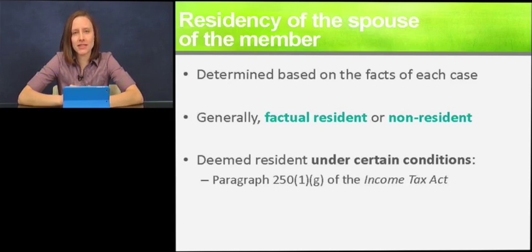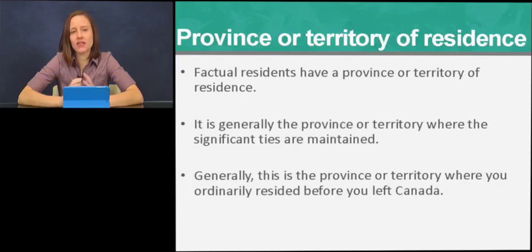A factual resident of Canada is also a resident of a province or territory of Canada. Generally, it is a province or territory where you resided prior to your departure and where your residential ties are closest. Setting up a post office box in another province or territory prior to your departure does not in itself make you a resident of that province or territory.